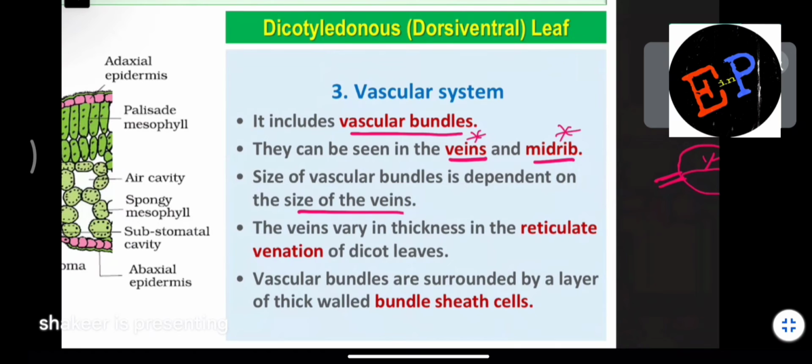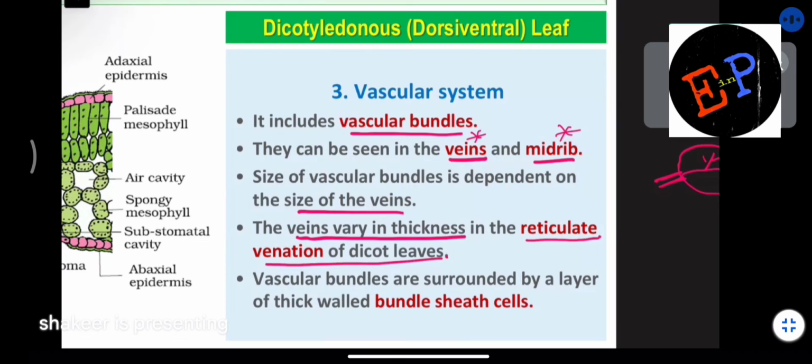Clear? The veins vary in thickness in the reticulate venation of dicot leaves. Dicot leaves have reticulate venation, no? What is meant by reticulate venation? There is a midrib, there is a vein. The vein is again divided into veinlets, so a network of veinlets is created. That is called reticulate venation. Are you able to understand? So veins vary in thickness. Different veins have different sizes in the case of reticulate venation.